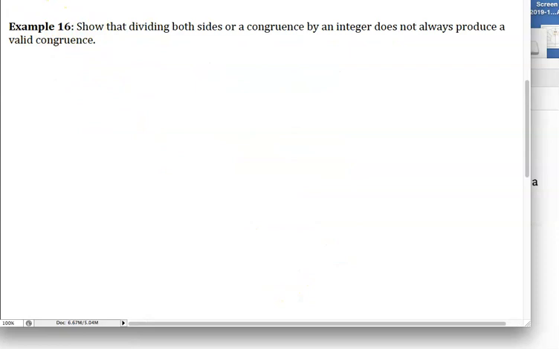All right, so let's look at this next example, which has to do with congruences. In the next section, we're going to do a lot with congruences, so we're leading up to that. I want to show that dividing both sides of a congruence by an integer does not always produce a valid congruence. Remember, a is congruent to b mod m if m divides a minus b, or if the remainder of a divided by m is the same as the remainder of b divided by m. That's what a congruence is.